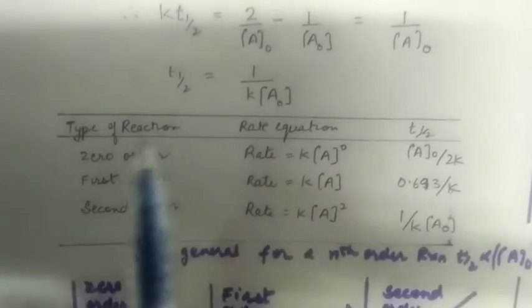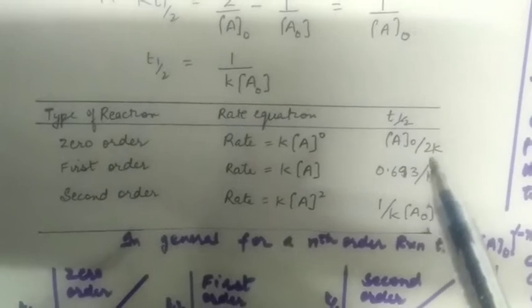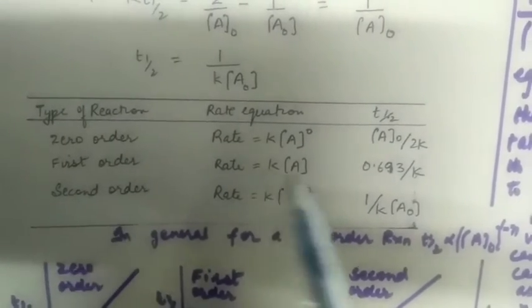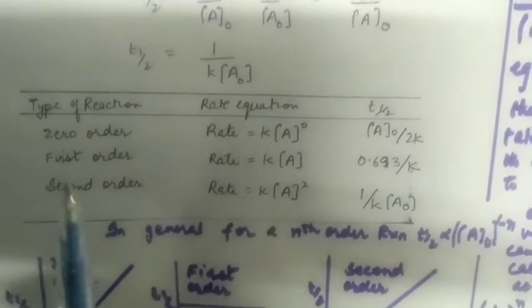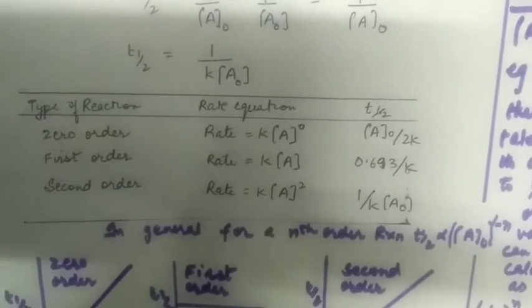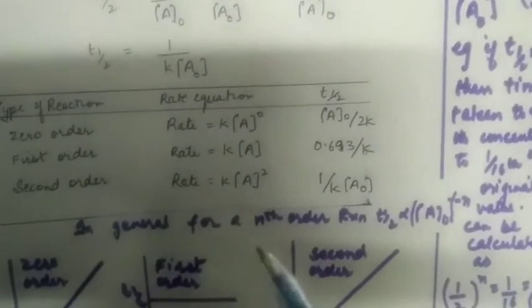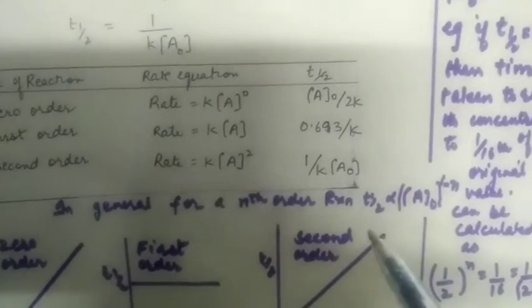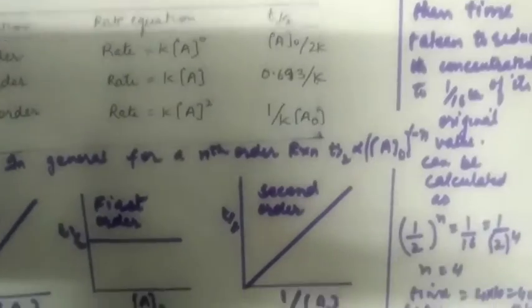When we summarize, we see that zero order reaction, T half is equal to A naught upon 2K. For first order reaction, T half is equal to 0.693 upon K, and for second order it is 1 upon K into A naught. So in general, for an nth order reaction, T half is proportional to A naught raised to power 1 minus n.